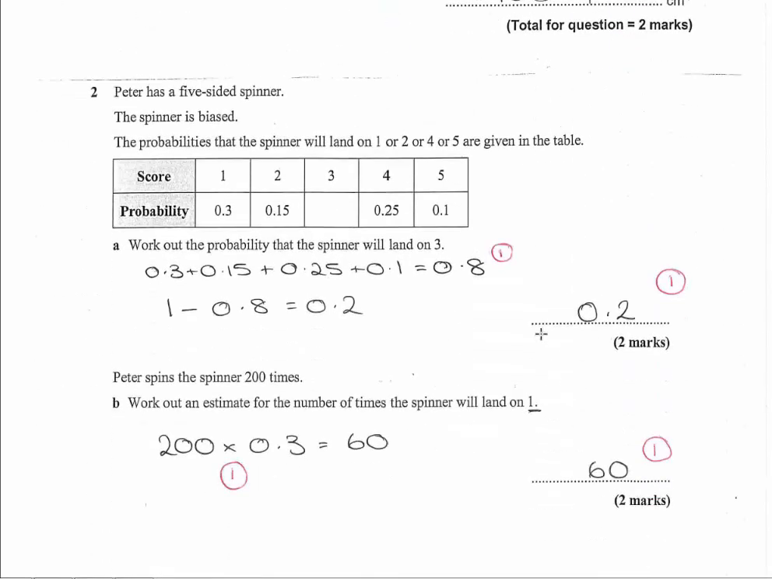Peter has a 5-sided spinner. The spinner is biased. That means some numbers are favoured more than others. And the probabilities that the spinner will land on 1 or 2 or 4 or 5 are given in the table. Work out the probability that the spinner will land on 3. So these probabilities must add up to 1 because these are the only numbers that the spinner can land on. So it's certain it'll land on one of these numbers. So you just simply add up the 4 numbers you've got, which comes to 0.8, subtract it from 1, which means the remaining probability must be 0.2.